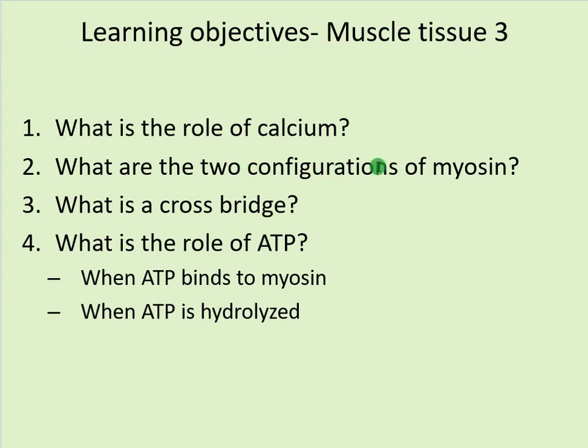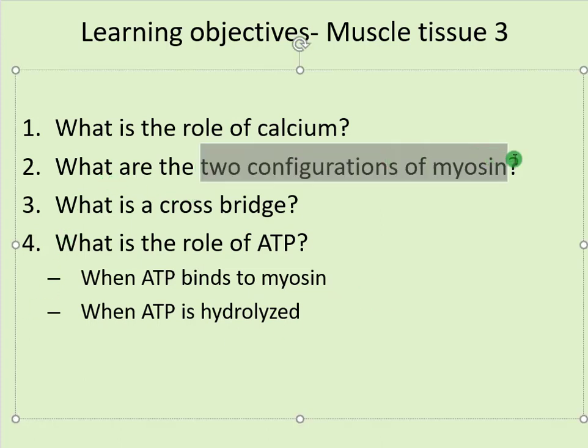What are the two configurations of myosin? I don't expect that sentence alone to make a lot of sense, but that's going to be a major topic we cover. What is a cross bridge? And then finally, what is the role of ATP? There's two things that happen with ATP: number one, when ATP itself shows up, and number two, when we actually burn or hydrolyze ATP. So we have to know what those are. So the first thing is, let's actually go into the two configurations of myosin.